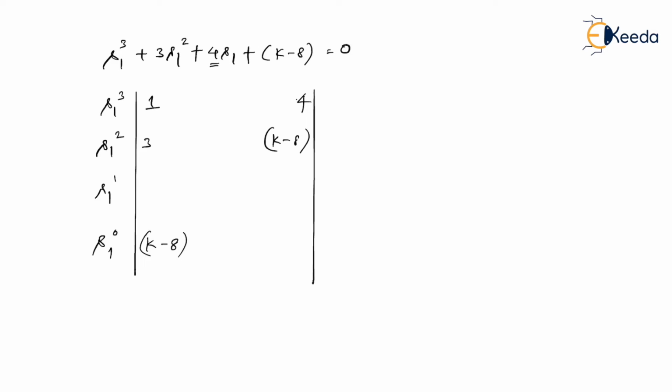And what do we have at s1 position? Very simple. It is 3 into 4, which is nothing but 12, minus 1 into k minus 8, which is k minus 8. That is 12 minus k minus 8 will come, divided by 3. And there is nothing present here, right? So why I did this, I'll tell you. Now I have formed the Routh array.